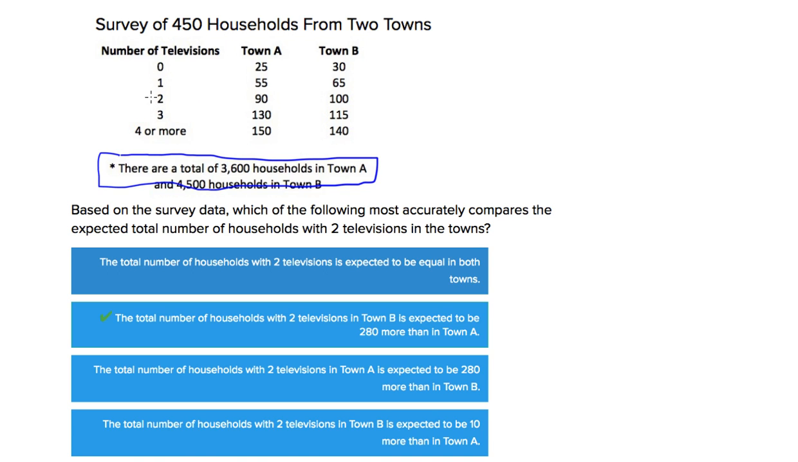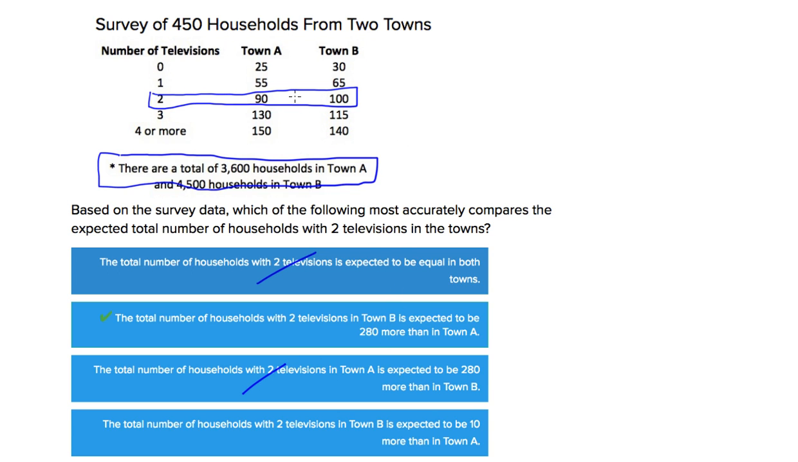A. If we look at this two television row, Town A has 90 people surveyed that have two. Town B has 100. Given that Town B has a greater population, we know that Town B can expect to have more households with two televisions in it. So where it says they must be equal, that's got to be out. Where it says that Town A is expected to be 280 more than Town B, that's out. We know that Town B has more.